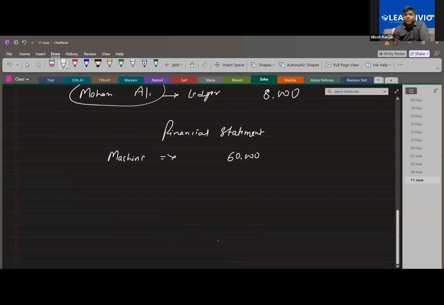What are the transactions involved? What are the transactions related to machine? So again, we have to open ledger. So for every detail related to any account, you have to go to the ledger. So that is why it is called principal book. It is basis of everything that we are doing.